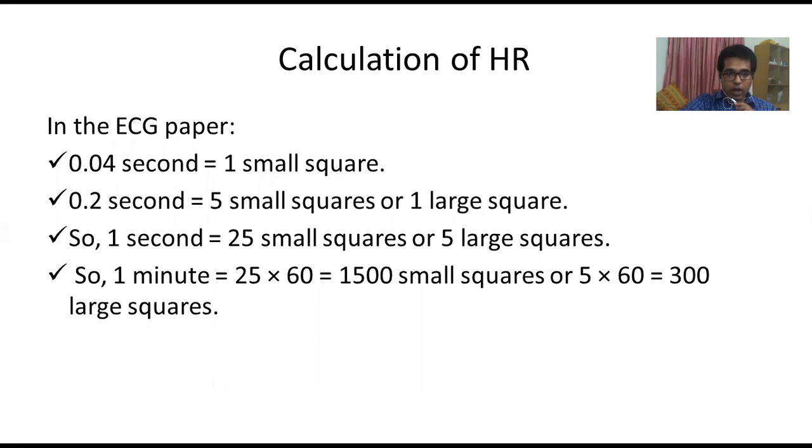And for the calculation of the heart rate, you know that 0.04 second is equal to 1 small square. So 0.2 second is equal to 5 small squares or 1 large square. So 1 second is equal to 25 small squares or 5 large squares. Okay. So in 1 minute, if 1 second is equal to 25 small squares, 1 minute is equal to 25 times 60, that is 1500 small squares. Or if you want to consider large squares, then 1 minute is 5 times 60, that is 300 large squares.